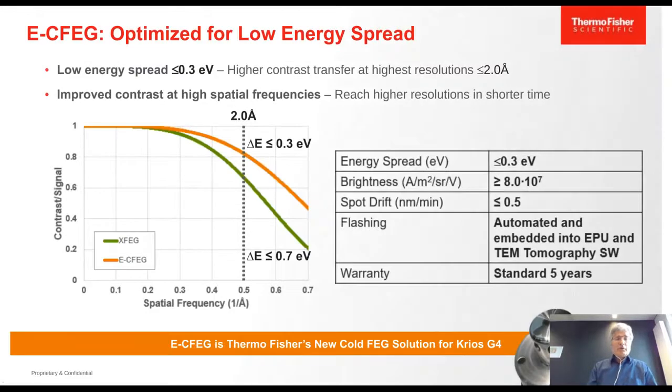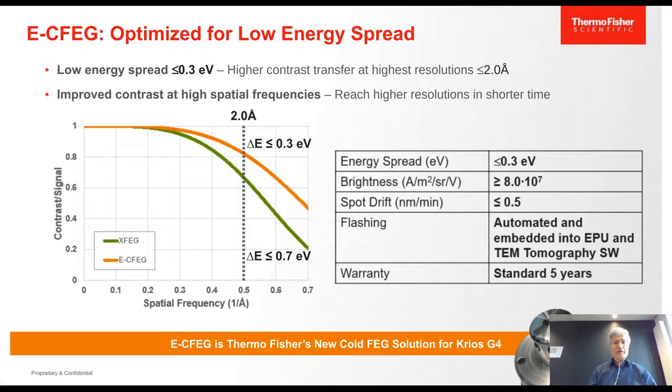And that brings me to the ColFAC. As I mentioned before, our new ColFAC is optimized for low energy spread. That's what the E stands for, ECFAC, or energy spread optimized ColFAC. As you can see in this graph, where we have been comparing the ColFAC behavior versus the classical X-FAC behavior, you can really see that the energy spread has significantly been improved. Our official specification here is less than 0.3 electron volts compared to the high brightness X-FAC, which was the standard FAC on our Krios and Glacios, that has an energy spread of 0.7 eV.